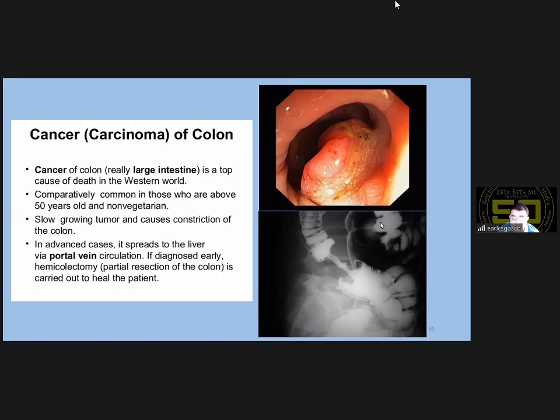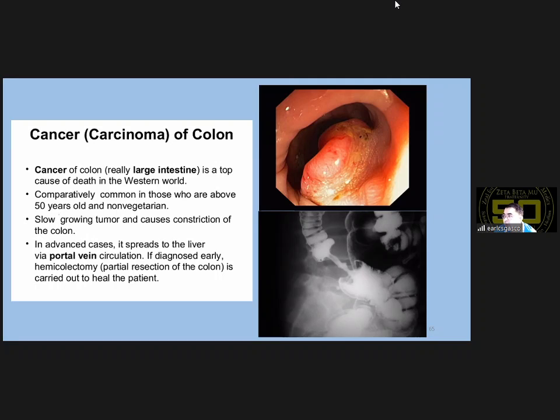In advanced cases, it spreads to the liver via the portal venous circulation, coming from the inferior and superior mesenteric veins I mentioned earlier. However, if it's diagnosed early, you can actually do hemicolectomy, including dissection of the regional lymph nodes that are involved. This is actually very much curative.